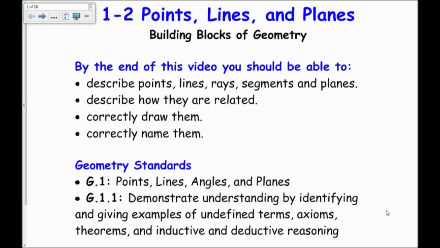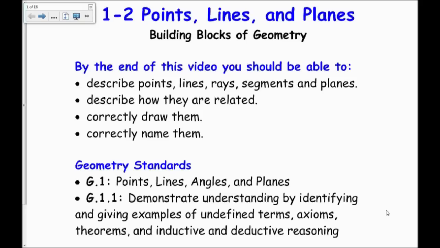This is the video for section 1-2 on points, lines, and planes. This is our first video of the year, so welcome to geometry. We will be skipping section 1-1 and we'll come back to it later on in the year when I think the ideas make a little more sense.